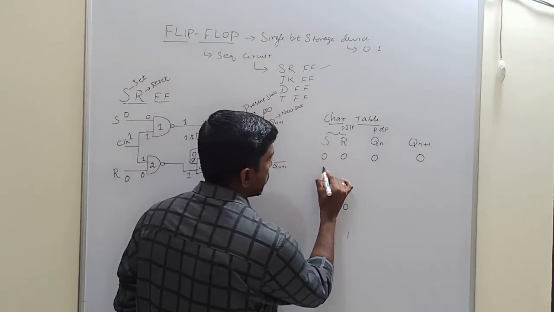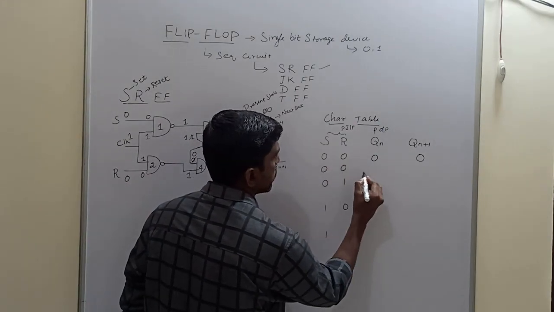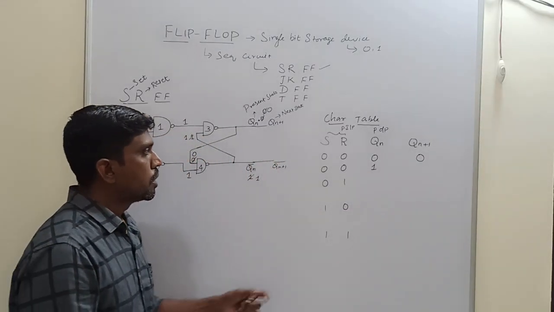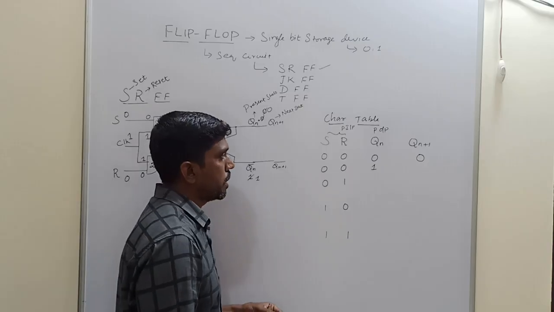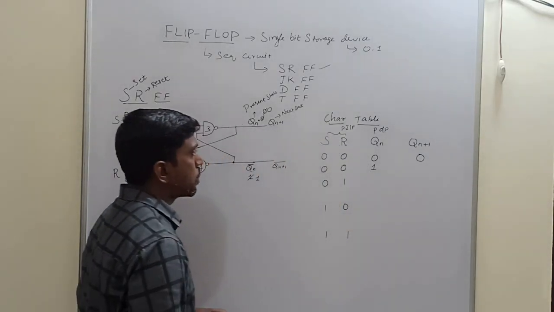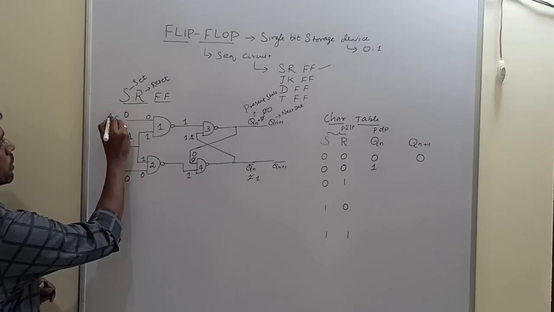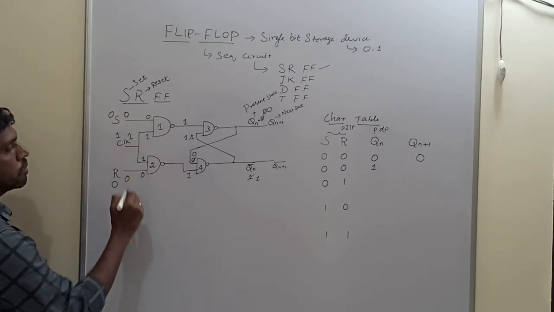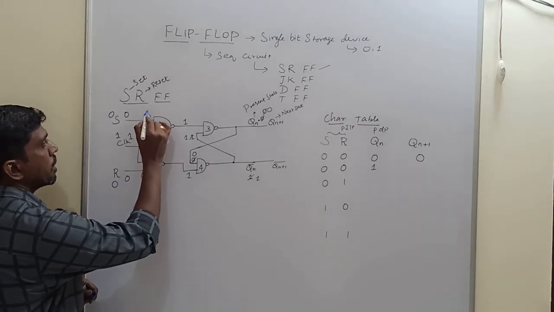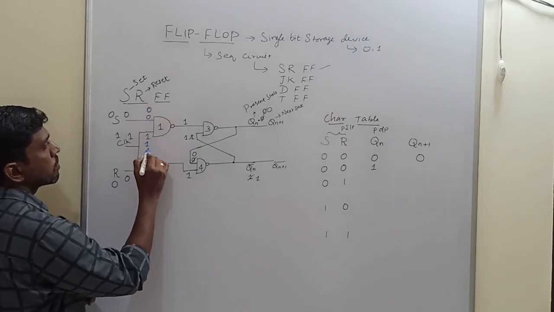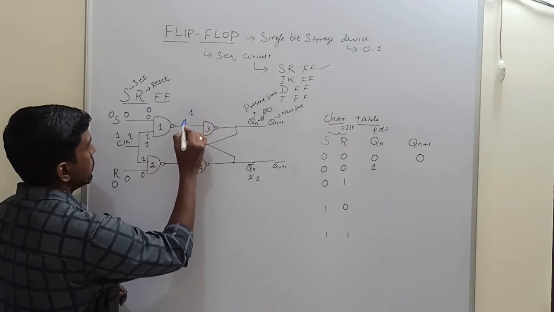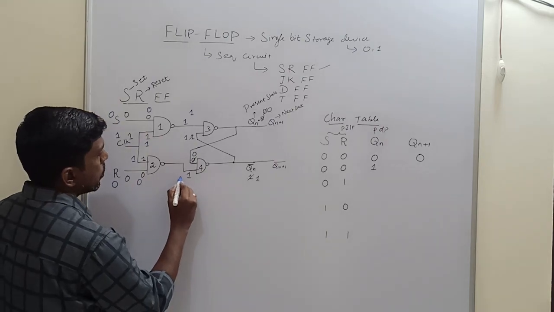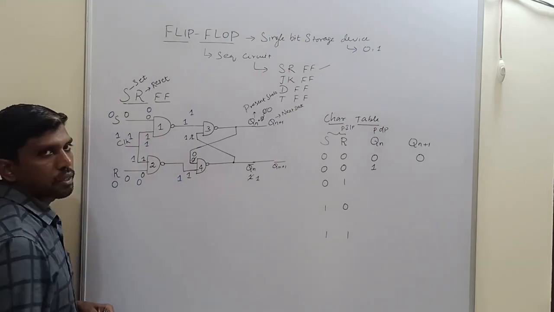Then the same input, S value 0, R value 0, but the Qn present state value, let me assume 1. In this case, what is the next state value? I represent it in blue color. S value 0, R value 0, clock value 1. So the first NAND gate input is 0, 1, so the output is 1. Then here 1, 0. The output of the second NAND gate is 1.